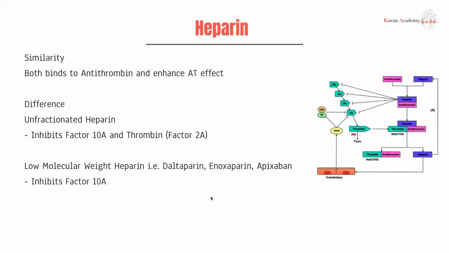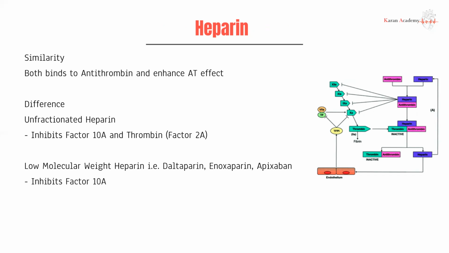Heparin. So heparin binds to antithrombin, which inhibits factor 10 and factor 2. There are two forms of heparin. You can either have unfractionated heparin or low molecular weight heparin. The one you'd most commonly use in hospitals is your low molecular weight heparin. So enoxaparin, apixaban, they are all low molecular weight heparins, and they only inhibit factor 10 versus unfractionated heparin, which inhibits both factors 10 and 2.